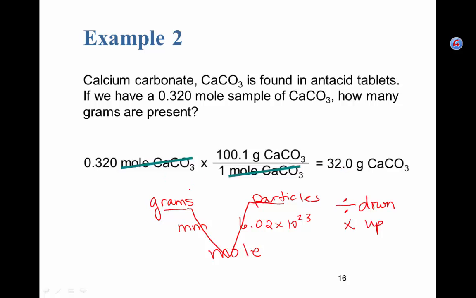If it was reversed and I started with grams, like I did in the last slide, I would be going down from grams to moles. So if I go down, that means I'd have to take grams divided by the molar mass to get moles.